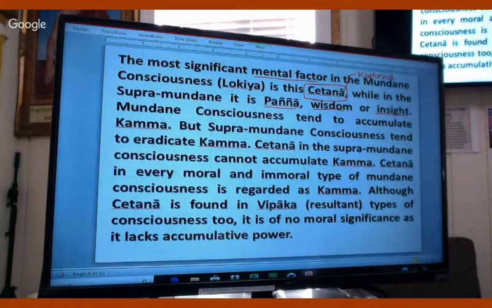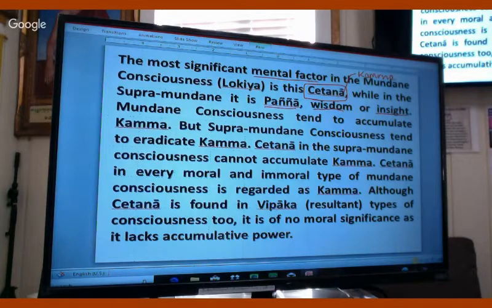So maybe there is another question. What about the supramundane consciousness? There is Chetana, motivation, because Chetana can work together with all kinds of mind. Chetana is always working with all kinds of mind, mundane or supramundane or whatever. That's why we call Chetana a universal manifesta. So then we cannot call it karma there. In the supramundane consciousness, we cannot call it karma.